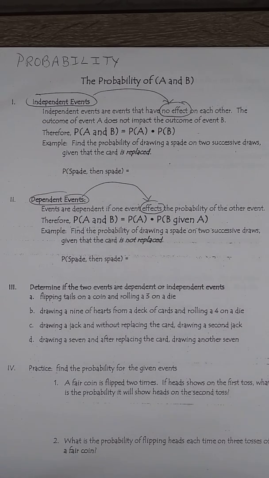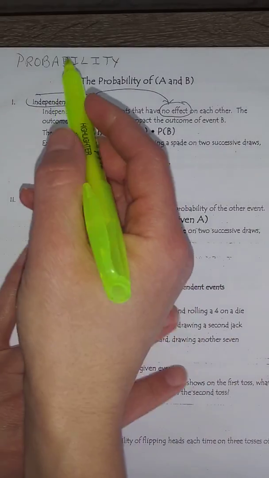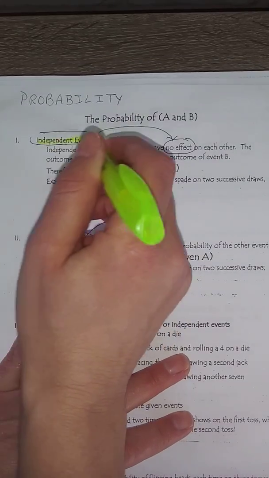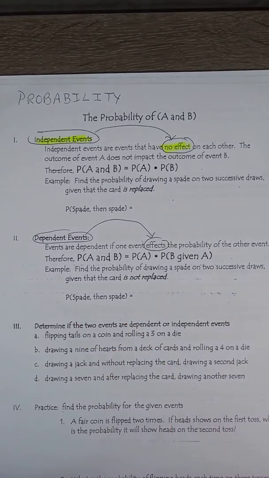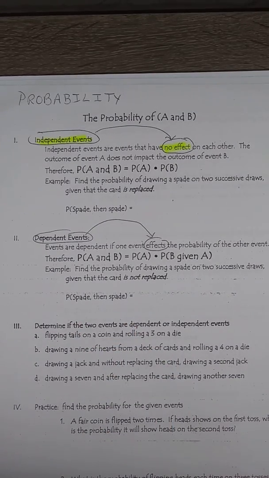So we normally start with vocabulary. Independent events. If you're independent, you don't need a lot of help from other people. They do not have an effect on you. Events that do not have an effect on each other. The outcome of one thing doesn't affect the outcome of another.